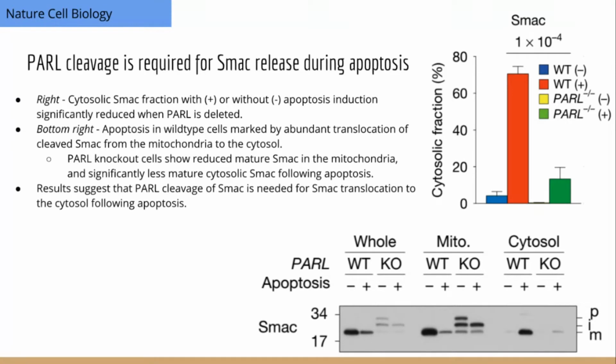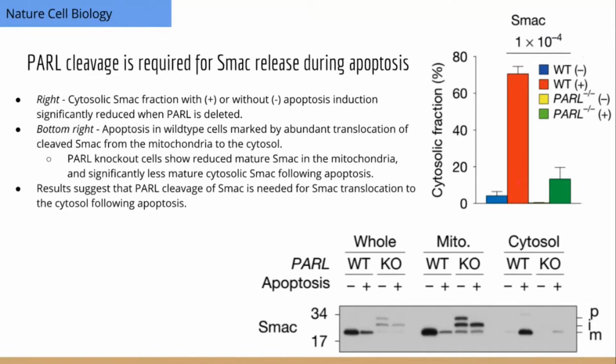Since Smac detachment from the membrane required PARL, it's an intuitive next step to assess Smac's ability to be released into the cytoplasm following apoptosis induction and mitochondrial membrane permeabilization. And indeed, we see in this graph to the right that Smac localization in the cytosol, so this is the cytosolic fraction of Smac, which is what they're looking at, requires PARL and apoptosis induction.